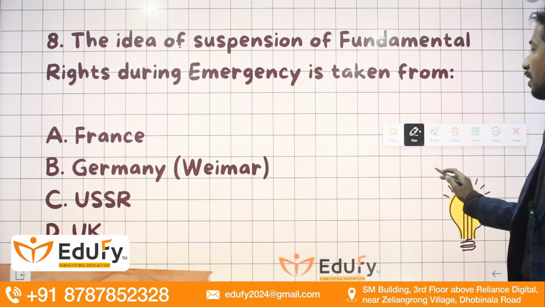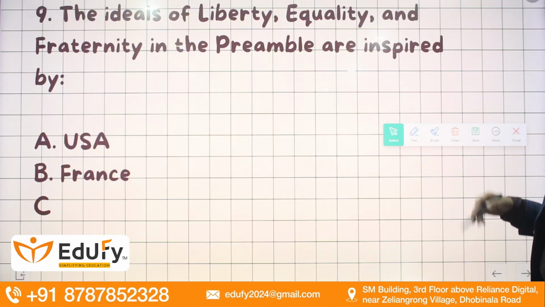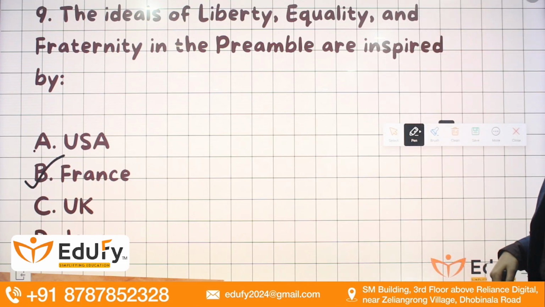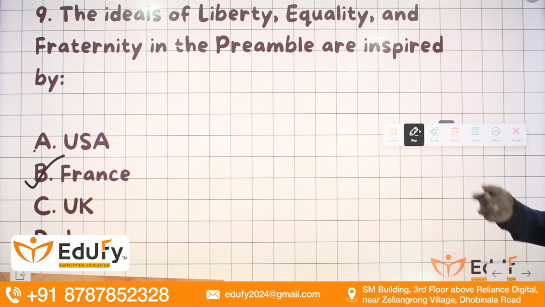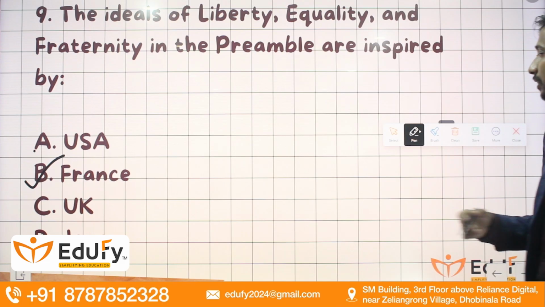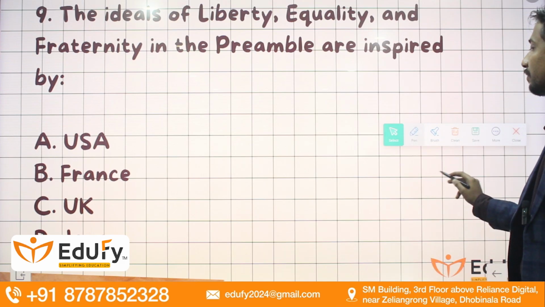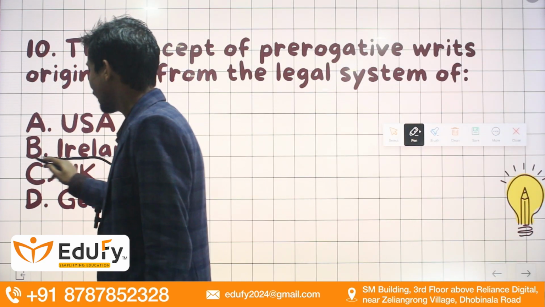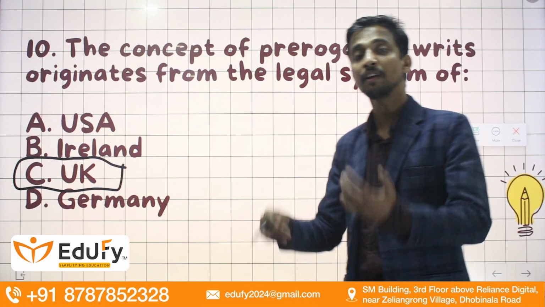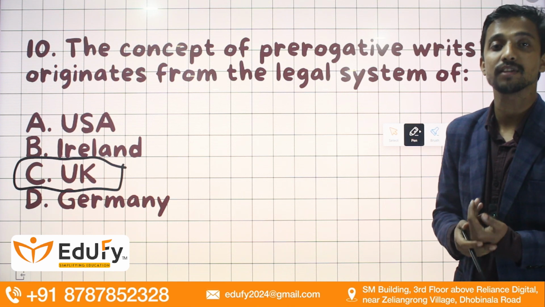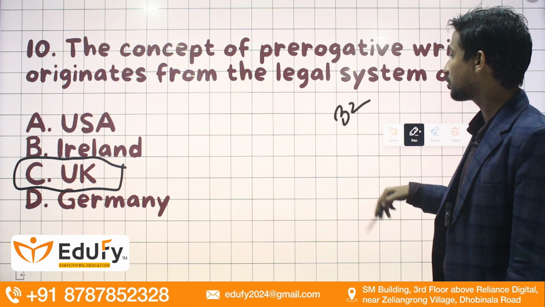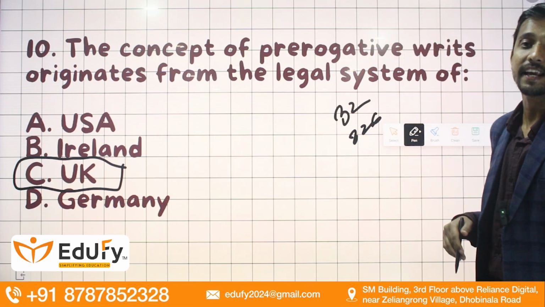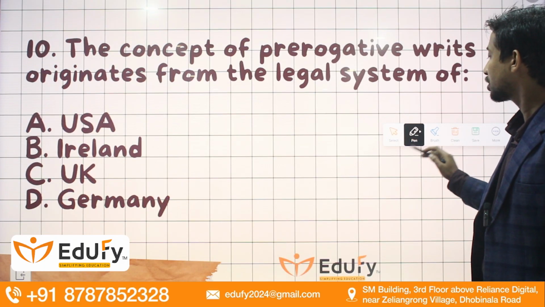Moving towards the next question, we have, guys: the ideals of liberty, equality and fraternity in the preamble are inspired from. This has been inspired from the French Constitution. Moving towards the next question, guys, we have: the concept of prerogative writs originates from the legal system of. There are certain writs in our constitution for enforcing our fundamental rights in case of any violation, mentioned under Articles 32 and 226 of the Indian Constitution. So, guys, this has been taken from the UK or the British Constitution.